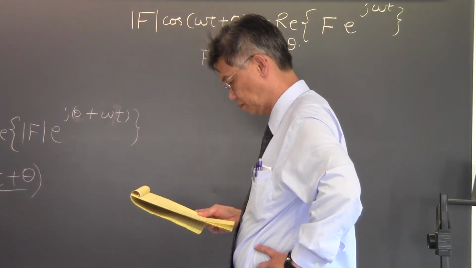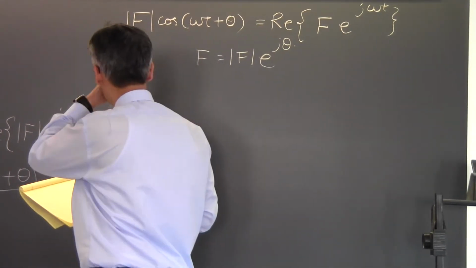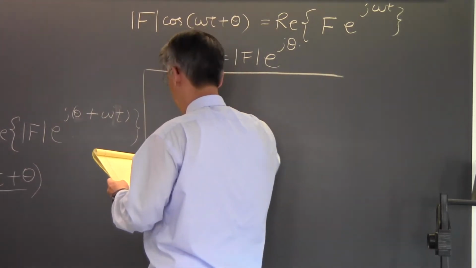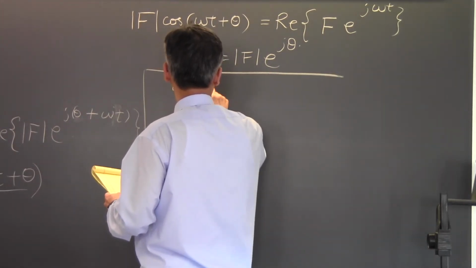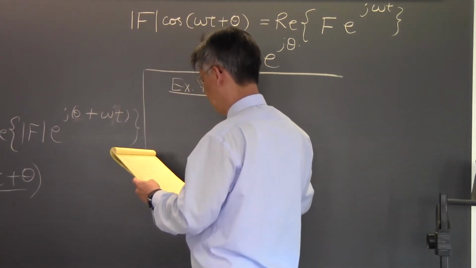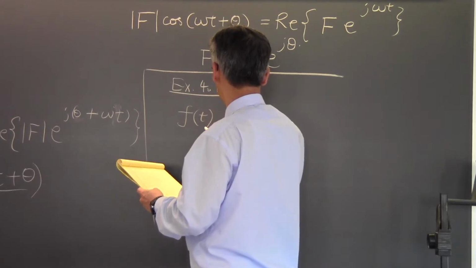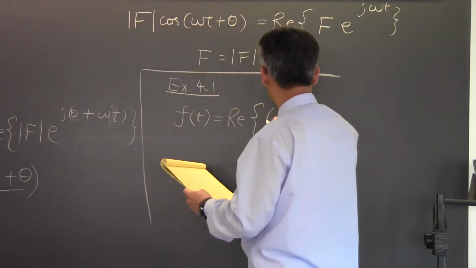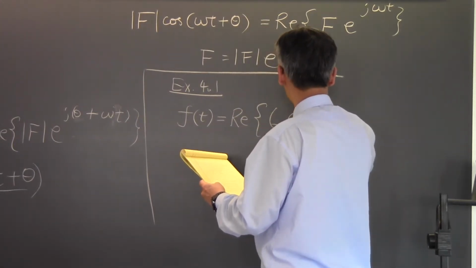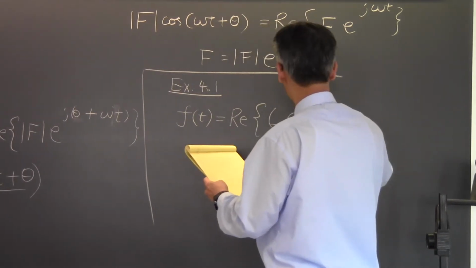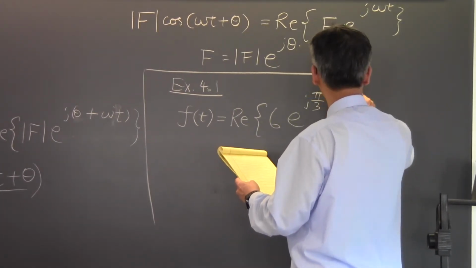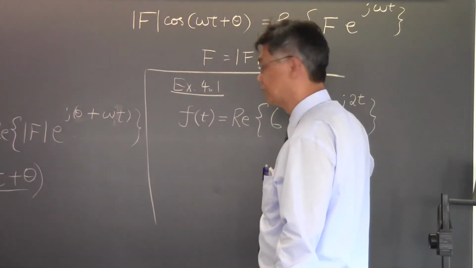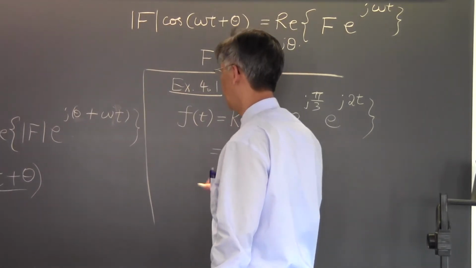So let's take an example of this very simple application of this formula. Say you take example 4.1 of the textbook, where I have a sinusoidal signal or cosinusoidal signal expressed as the real part of e to the j pi over 3 times e to the j 2t. What is this? This is very simple. You just add the two exponents when you multiply complex numbers. I hope all of you know that, right?